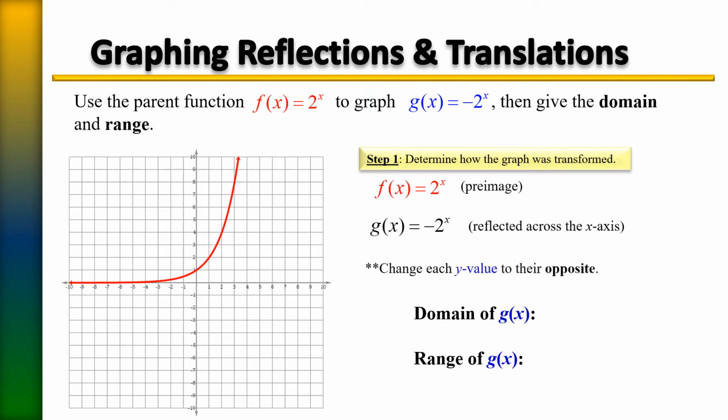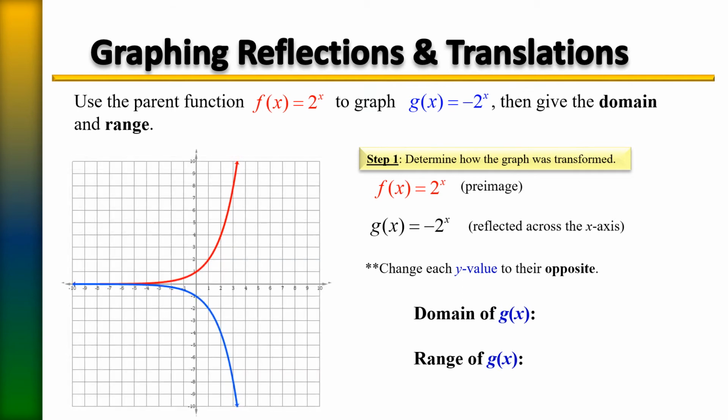So when we do so, it's going to look like so. Notice that graph was reflected across the x-axis. Now lastly, we want to find the domain of our transformed function. So the domain of any exponential function, again, recall, is going to be from negative infinity to positive infinity, because it's going to extend to infinity in both directions because it has arrows on both ends.